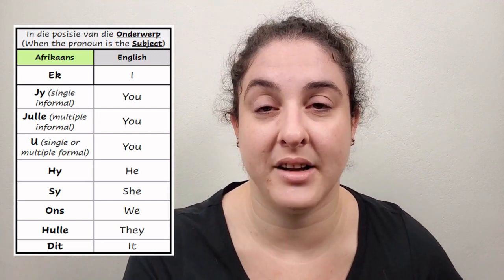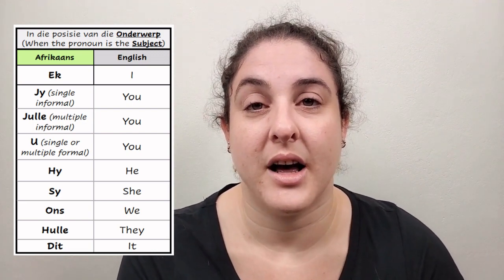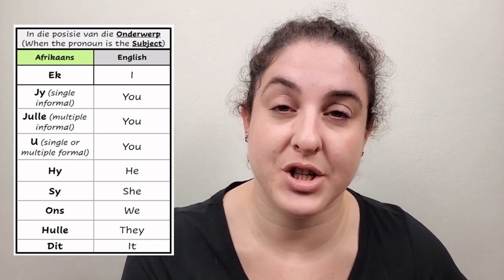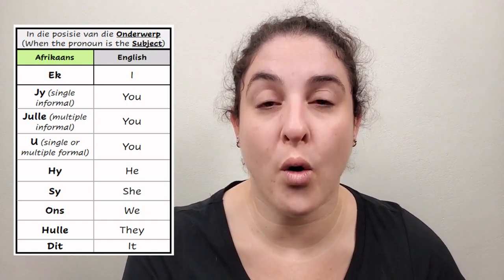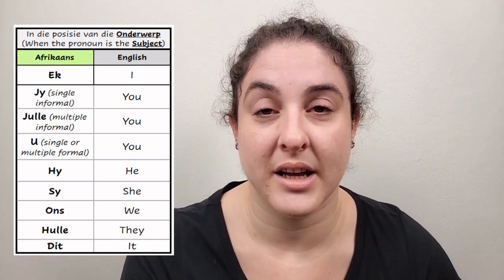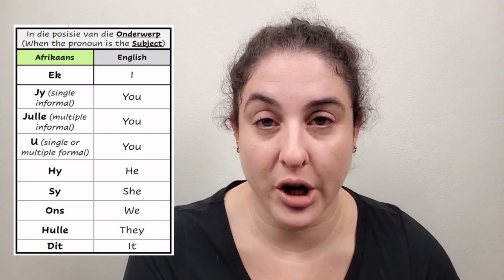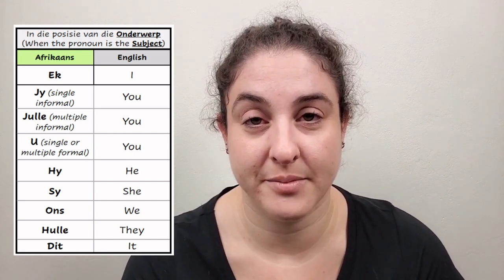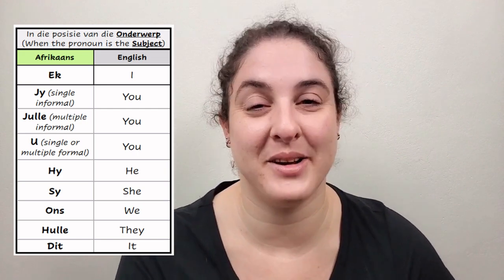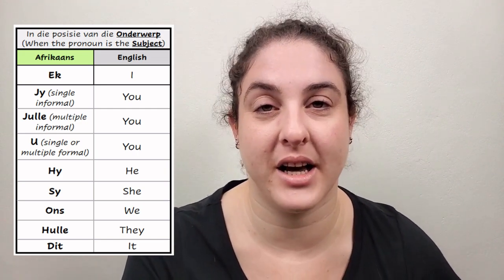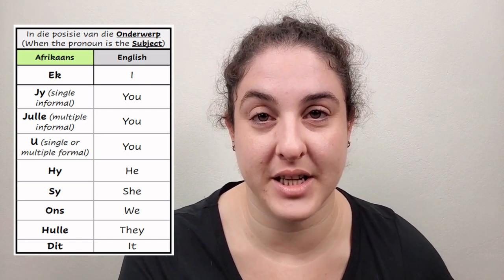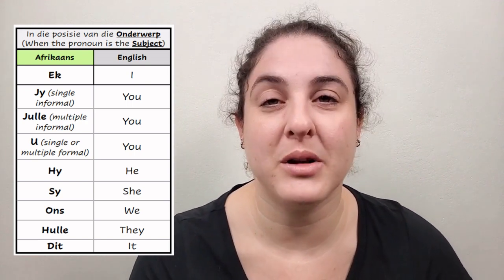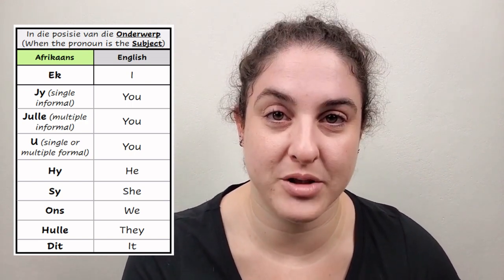Right, next we're looking at he, which is hy, and then we have sy, which is she. Then we have ons, which is we, and we have hulle, which is they, and then lastly we have dit, which is it. And we're looking at that dit specifically in the case where it is the subject of a sentence. Dit becomes a little bit more complicated when it is the object, but we will look at that in some of the following videos.